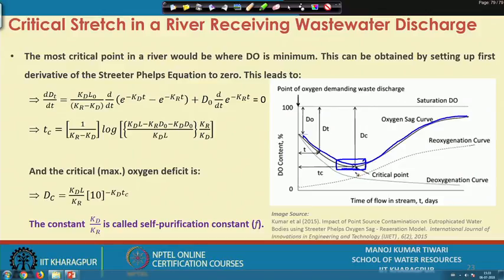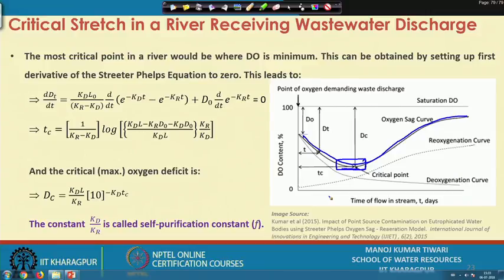So, this critical level of dissolved oxygen, which is called the critical point, can also be estimated. Now, how can we estimate that critical point, at what time or at what distance, because time and distance are convertible in a river if you have a fixed velocity. At what particular time this critical point is likely to occur can be obtained with the help of the Streeter-Phelps equation.